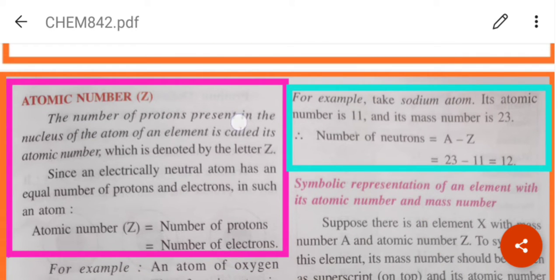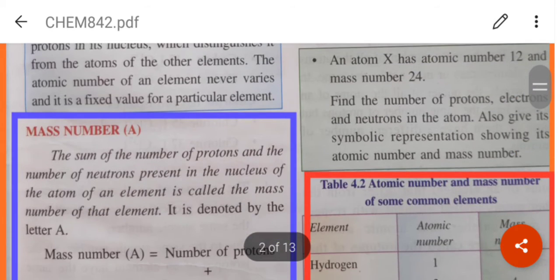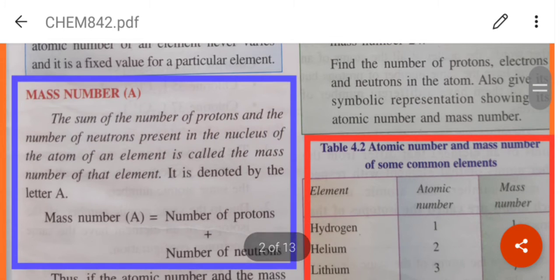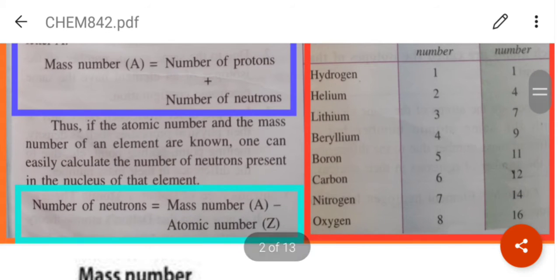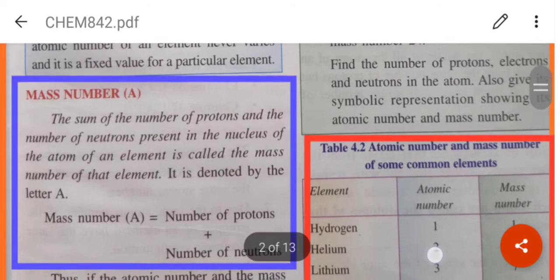It is the number of protons present in the nucleus of the atom of an element, and it is denoted by capital Z. Then comes mass number. What is it? It is the sum of the number of protons and the number of neutrons present in the nucleus of an atom of an element, and it is denoted by capital A. So mass number is equal to number of protons plus number of neutrons. So we can find the number of neutrons by subtracting atomic number from mass number.